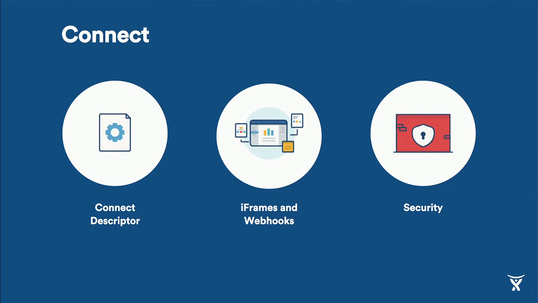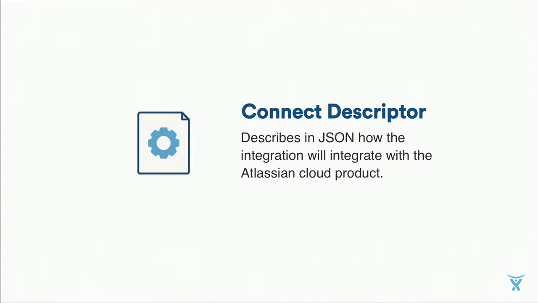So Connect is a platform to allow you to build integrations with Atlassian's cloud products. It consists of three sections. We have a Connect descriptor that describes how to wire up your integration. You have iframes and webhooks, which are 2 powerful integration points that Connect exposes to allow you to inject UI fragments and receive notifications of events, and uses JSON Web Tokens for security. So let's start with the Connect descriptor.